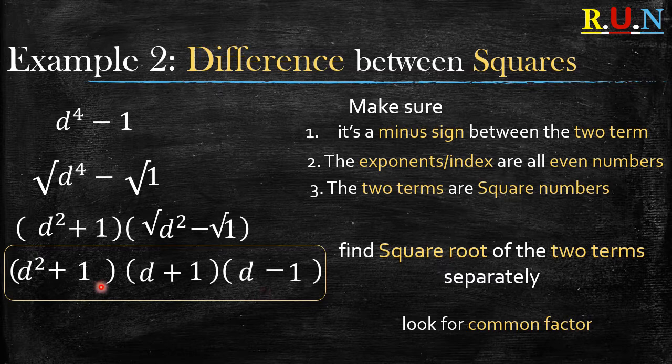So when you multiply out these brackets, you should be able to get the same answer as your question. That was d to the power 4 minus 1. Good.